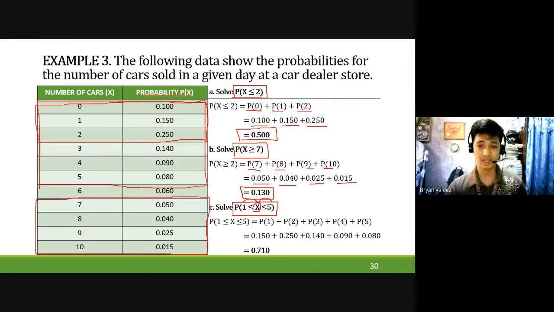Ayan. So, kuhanin lang natin lahat: P of 1, P of 2, probability of 3, 4, and 5. Get the equivalent probability, and then get the sum. That will give you the answer. 0.710. Okay? Nakuha po ba?